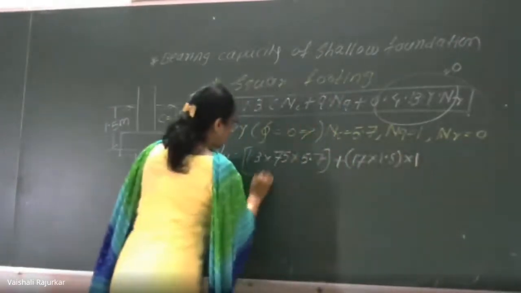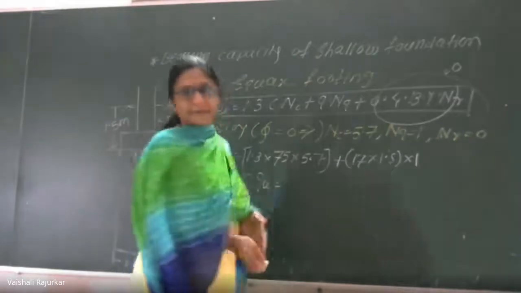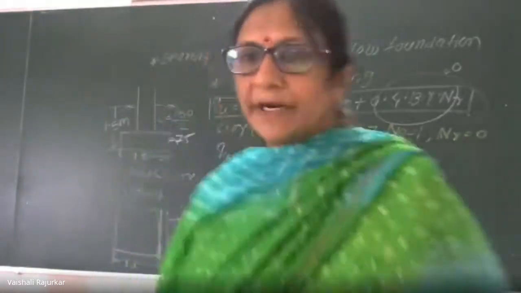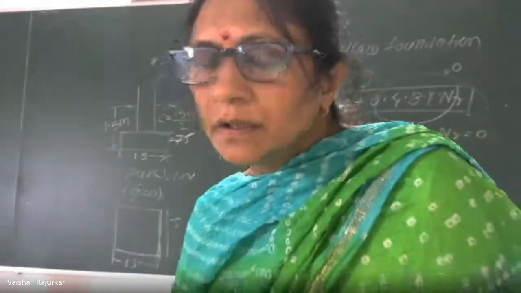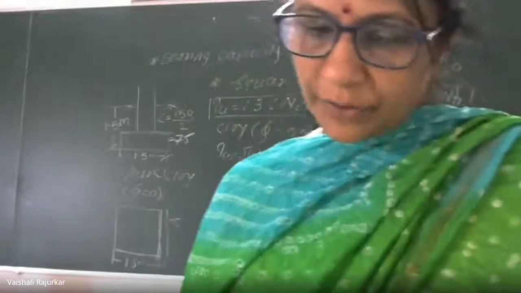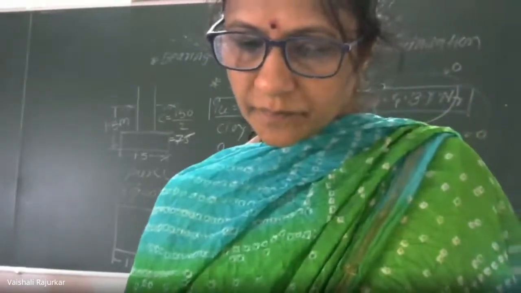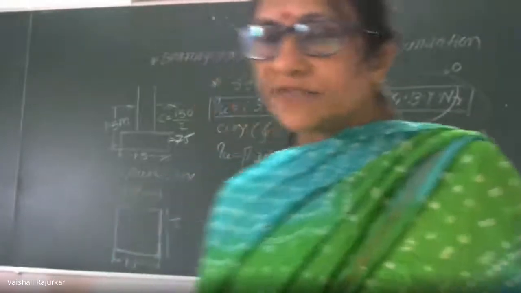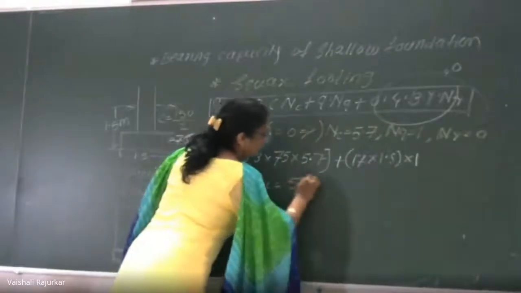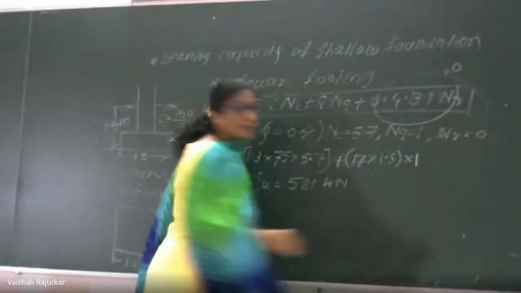So directly you have to find out the value of q ultimate, right? So what is the answer? It is 581 kilonewton. What will be the unit?